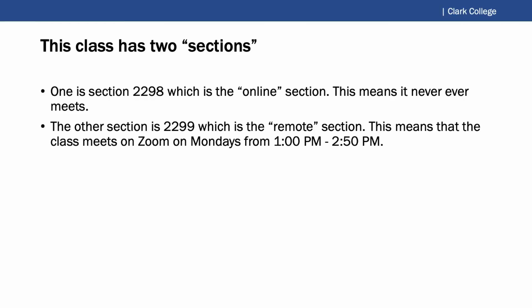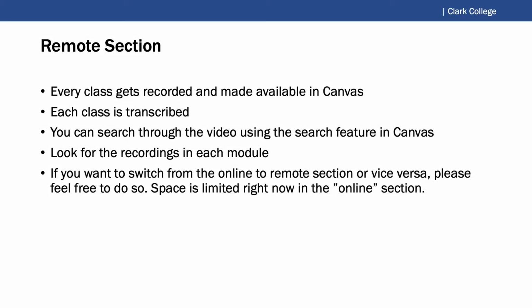The other section, 2299, is the remote section, which meets on Mondays on Zoom from 1 to 2:50 p.m. Those classes are recorded, and I place them only for the remote section in Canvas for you to go back and watch. In fact, they're transcribed, so you can actually search for words and find where we talked about them in class. Like I said, every class gets recorded and transcribed.